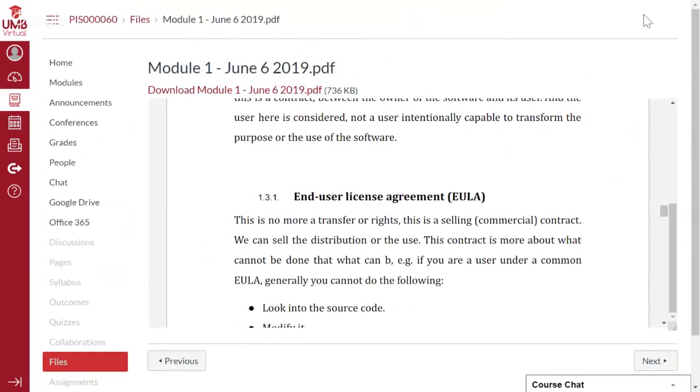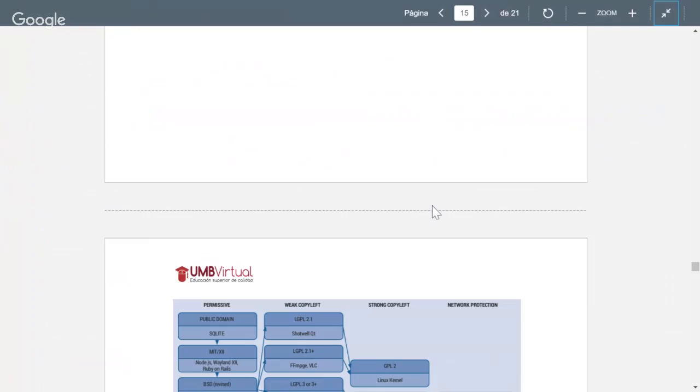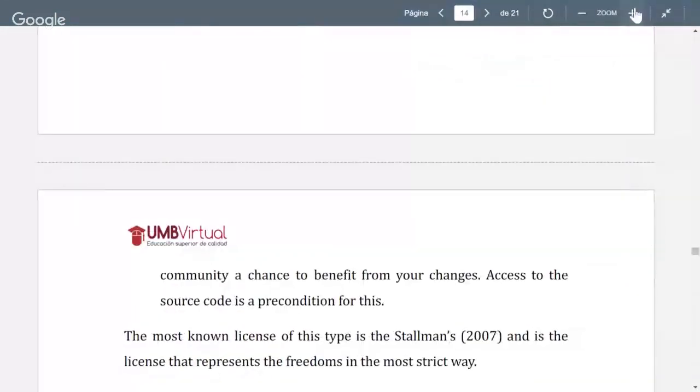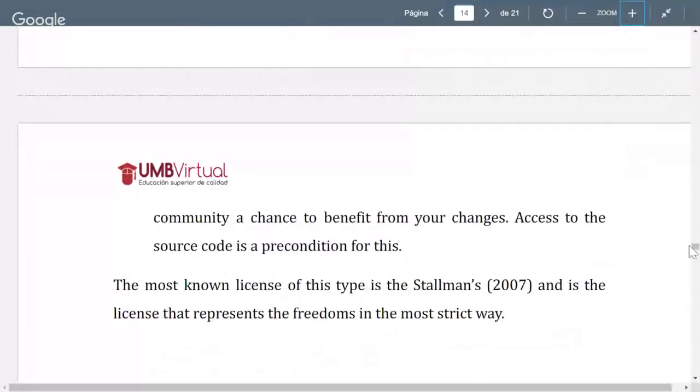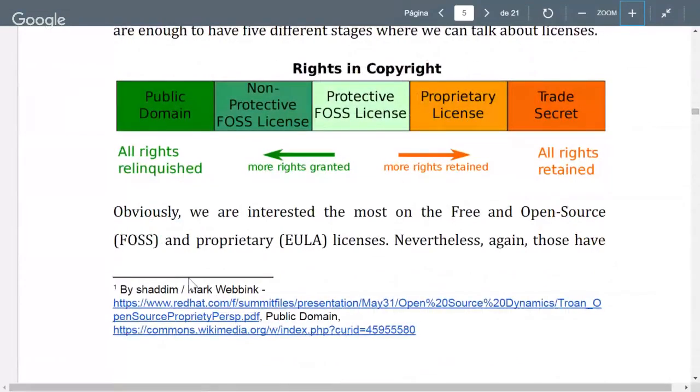So this is our module guide. I'm just checking that it's good. Okay, we have our module guide. I will zoom in a little bit, and I will go through it rapidly. Particularly, I want to see this graph. This graph actually has a little footnote here, and this footnote states that this graphic is public domain.